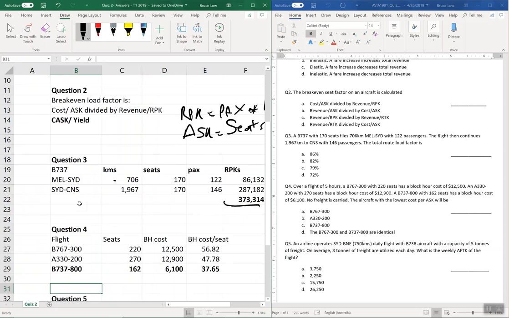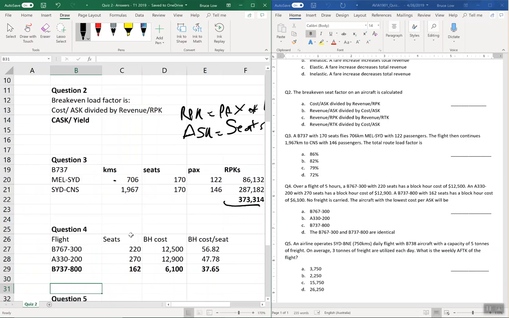And the term block, I think I've put up a video which talks about block time or block hours. If you do a search on YouTube, you'll find it. It's around the time the door shuts that they pull the blocks away from the wheels. There are big blocks that stop the plane from moving. So that's kind of where the name block time came from.